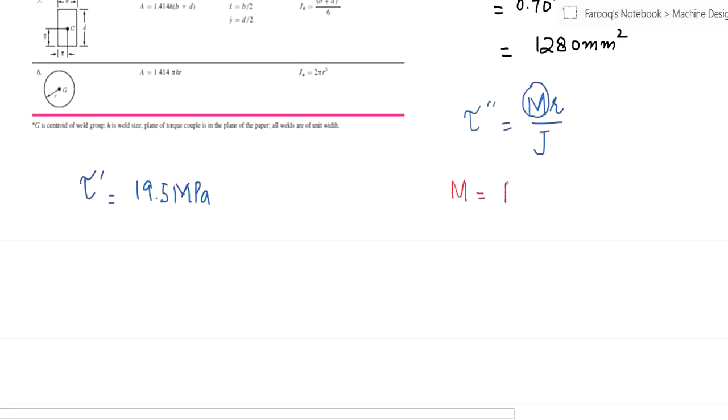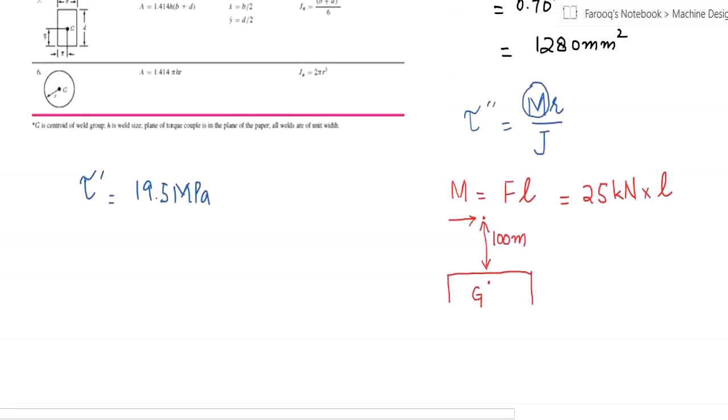M is equal to force times distance. We know the value for force, 25 kilonewton, but we do not know the value for the distance. However, we know the profile of our weld, and we also know that its centroid is at point G, and force is applied at a distance 100 mm from the weld.